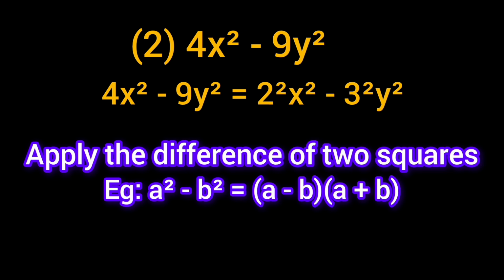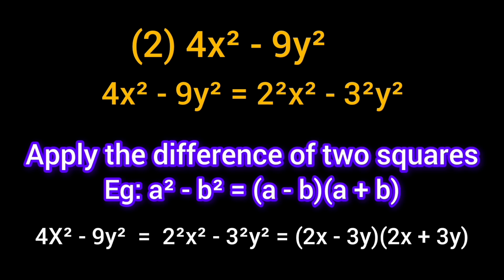Since both of them are squares, what we are going to do, we are going to pick open bracket 2x minus 3y, you close, you open another bracket, 2x plus 3y, you close. By doing this, we have factorized 4x squared minus 9y squared to be equal to what? 2x minus 3y, open bracket, 2x plus 3y.